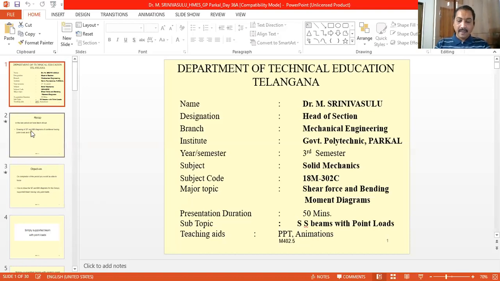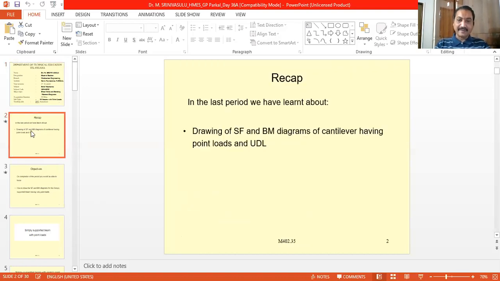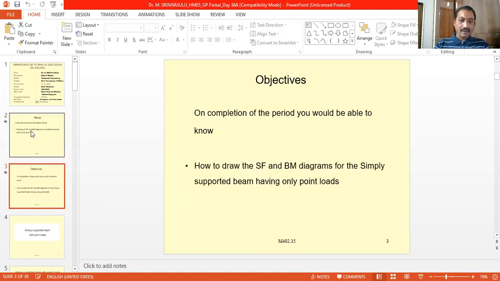In the previous class, we discussed the SF and BM diagrams for the cantilever with point loads and UDL. So with that idea, we will go ahead to study the shear force and bending moment diagrams for simply supported beams with point loads.